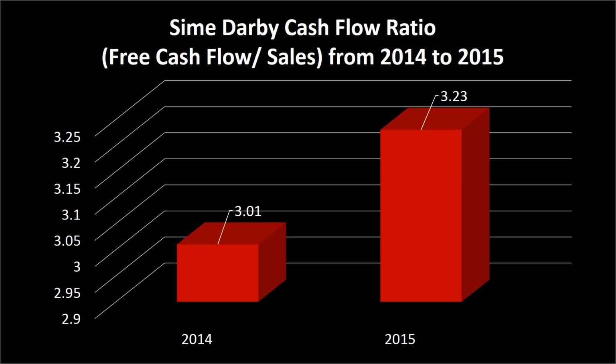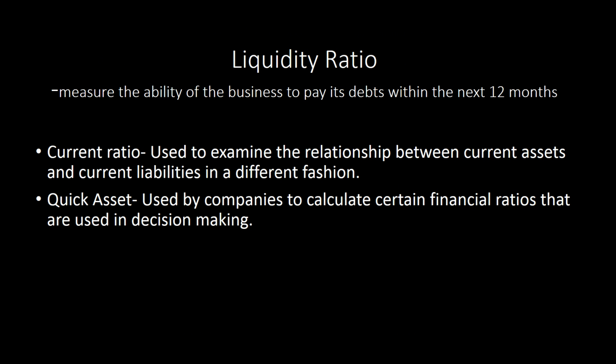The free cash flow ratio has increased from 2014 to 2015 by 0.22%. Even though it has improved, it is still not good enough for the business because this is just enough to pay the short-term debts and the company still faces a problem of paying its future short-term debts.